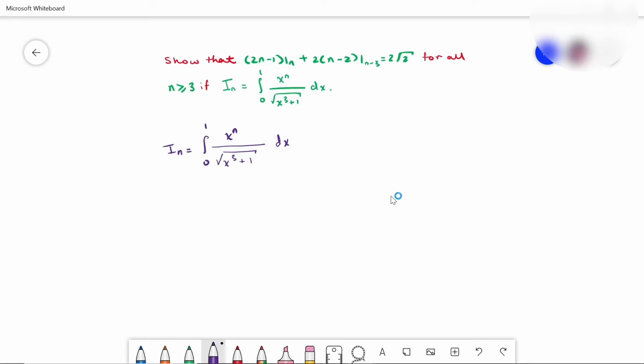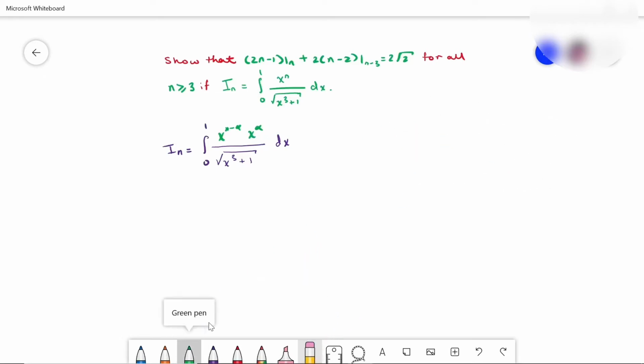So before applying integration by parts, I would like to split up this x to the n. So I'm going to let x to the n equal x to the n minus alpha times x to the alpha, for some alpha greater than or equal to 1. We'll figure out what alpha is later on. So I'm going to change this x to the n to x to the n minus alpha times x to the alpha. Cool. So let's go ahead and apply integration by parts now.